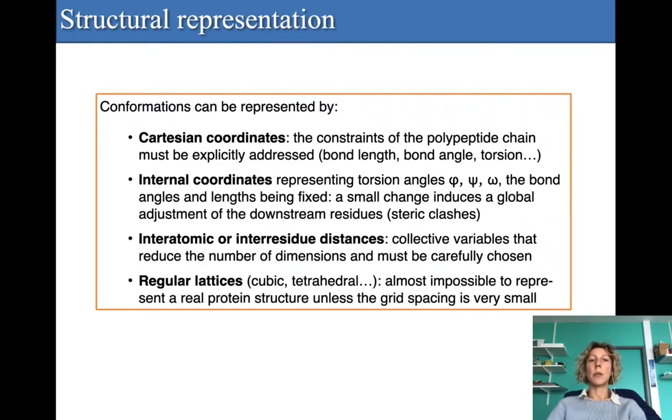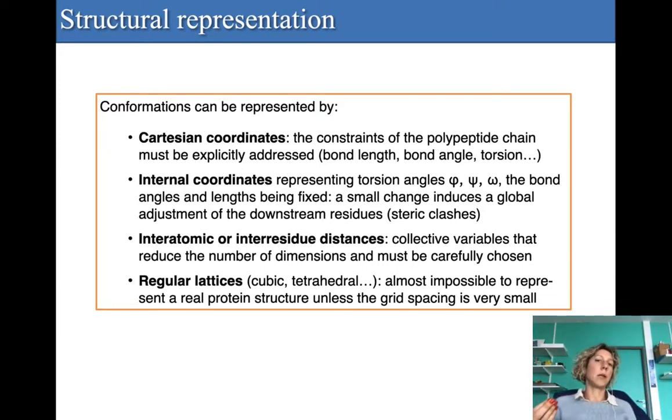So conformations can be represented by Cartesian coordinates. The constraints of the polypeptide chain must be explicitly addressed in this case, so the bond length, bond angle, torsion. We can use internal coordinates, and here we do not need to represent everything because the bond angles and length are going to be fixed. Okay, so the thing is, with this coordinate system, a small change induces a global adjustment of the downstream residues, so it may be more unstable. We may use interatomic or interresidue distances, so collective variables that reduce the number of dimensions and that we need to carefully choose.